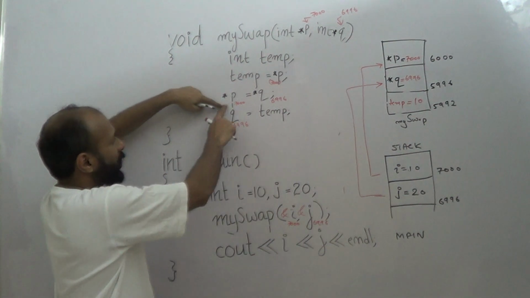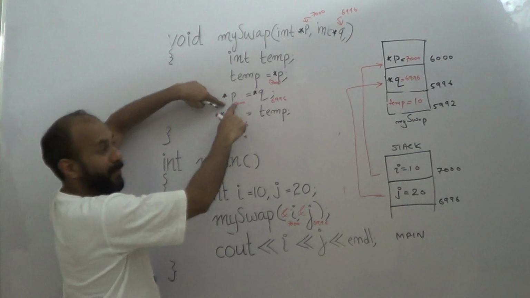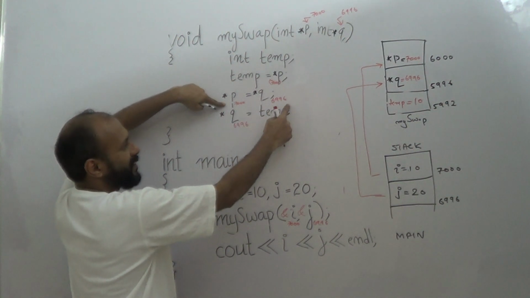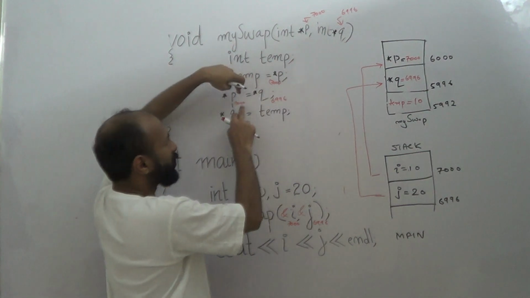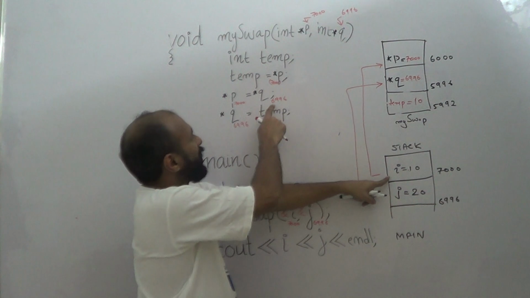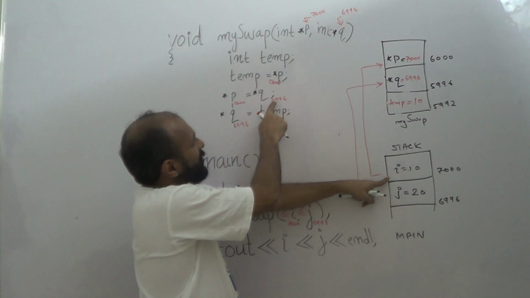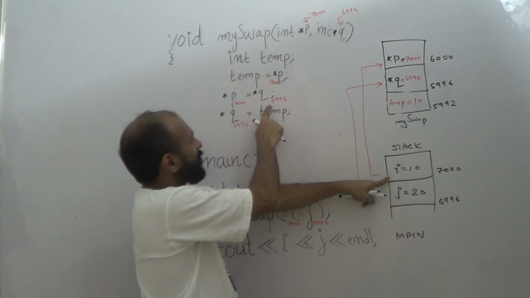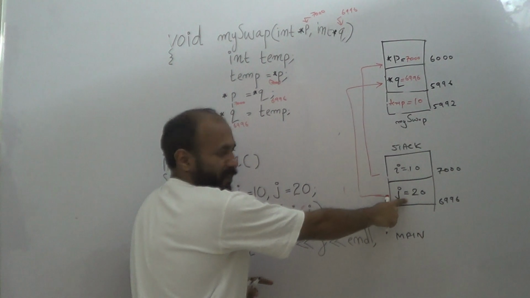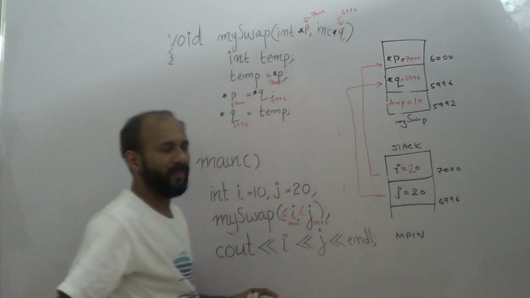Now we can see here, go to the address location 7000 and copy the content which is available in the address location 6996. What is available in 6996? 20 is available in 6996. So 20 is getting copied over here.